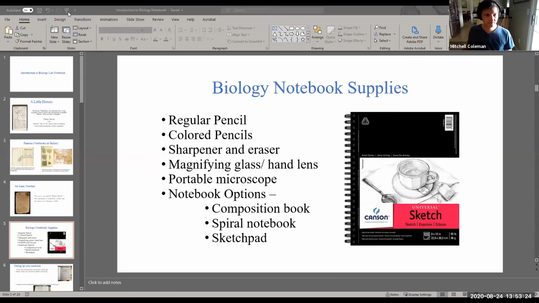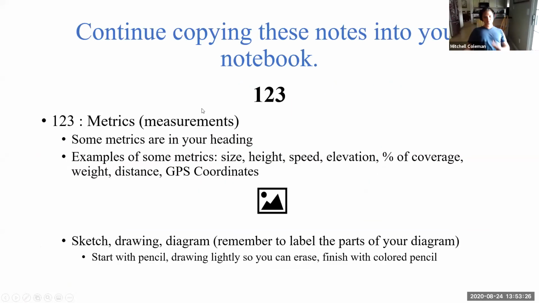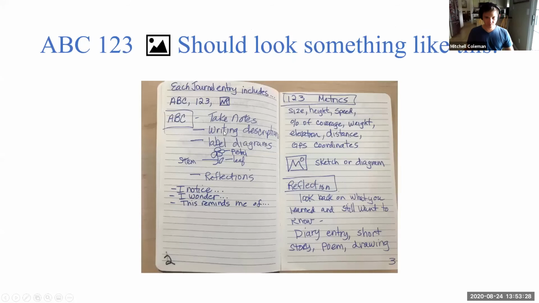Let me go here. Okay, back to this. Here are some examples of the ABCD 1 through 3 picture. It should look something like this. Actually, this is just a formatting example. That's not actually what a page should look like.